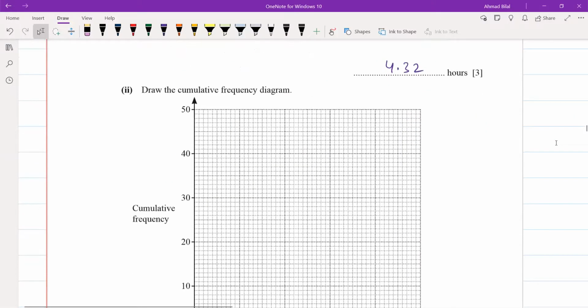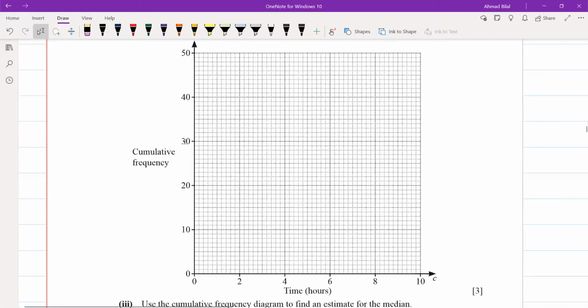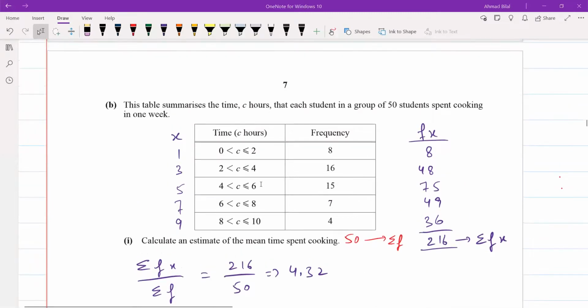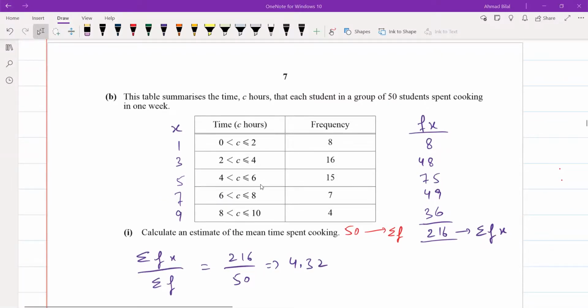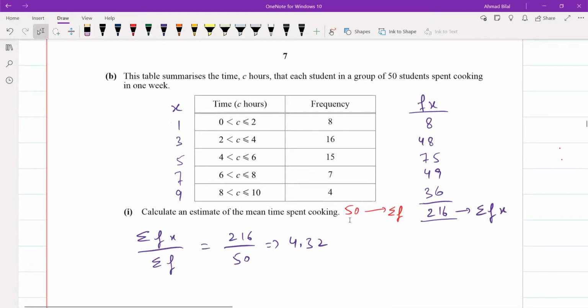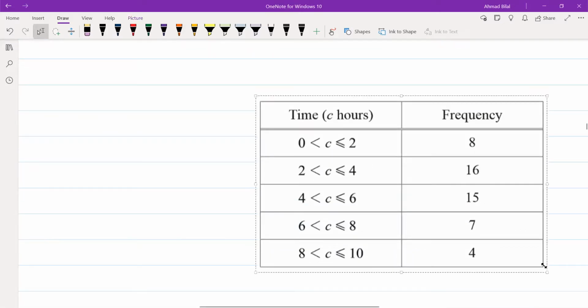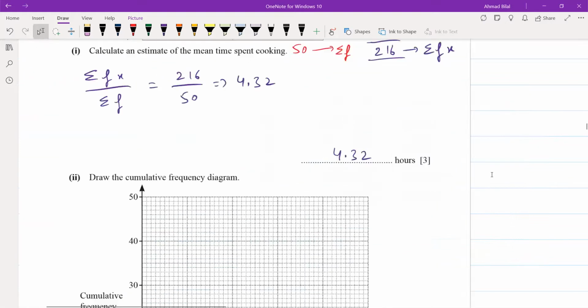Acha. So draw the cumulative frequency diagram. So we have to draw the cumulative frequency diagram for this table. अच्छा, cumulative frequency diagram के लिए हमें क्या चाहिए होता है? We need cumulative frequencies. हमें एक table बनाना पड़ेगा सबसे पहले जिसके अंदर cumulative frequencies हो. Okay, so what I'm going to do for that is I'm just going to copy this table there. मैं यहाँ पे copy कर लूँ. Use that.